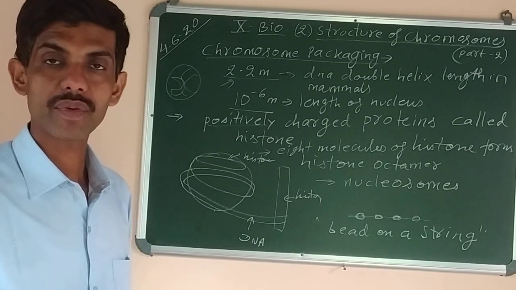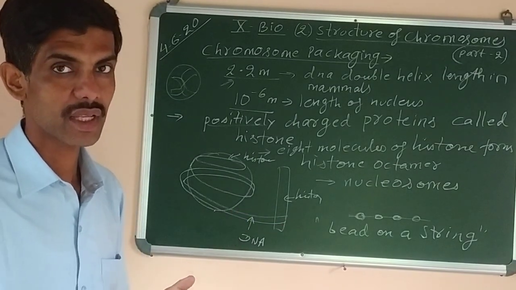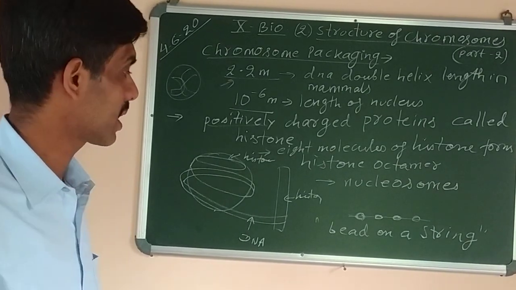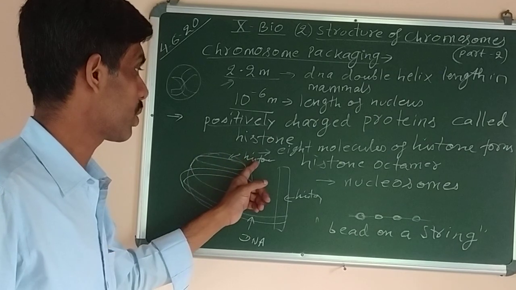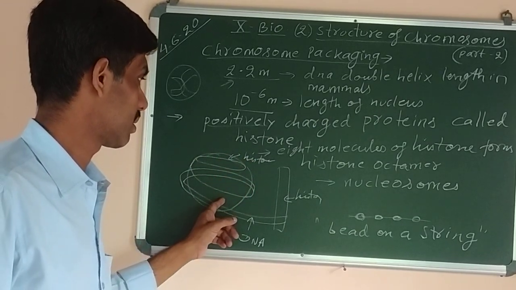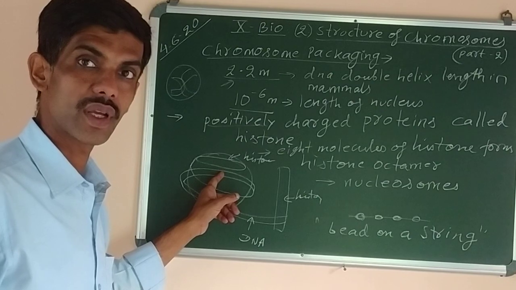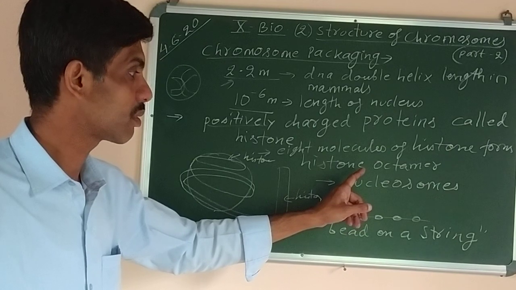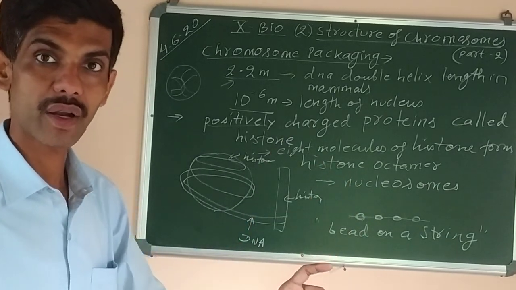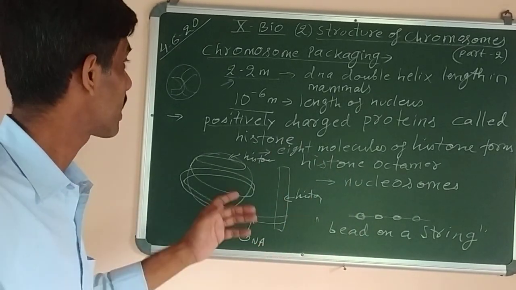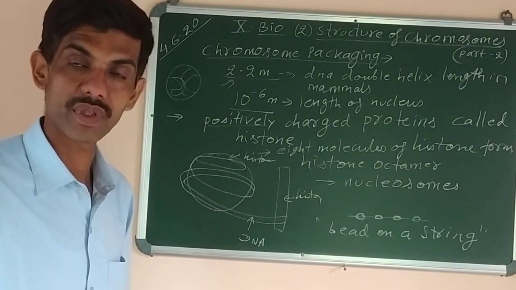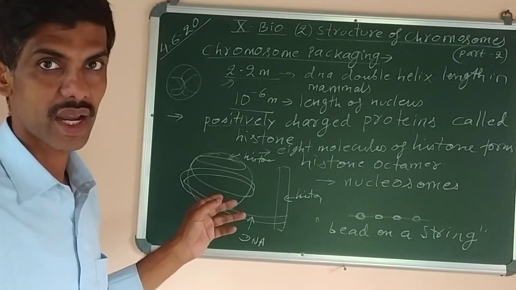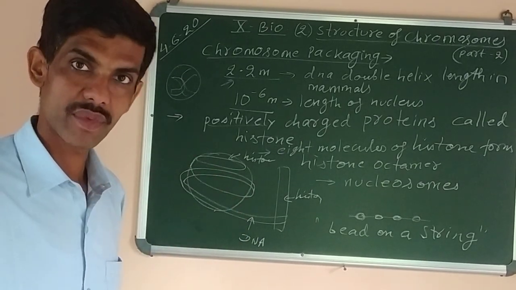And during the metaphase stage of cell division, these chromatins will condense and coil further to form the chromosomes. Okay? So you can see how the histone proteins and the DNA molecules arrange themselves to form the structure called nucleosomes. Nucleosomes are the smallest unit of the chromatin, and this chromatin condenses and coils to form the chromosomes. And in this way, there is packaging of DNA molecules inside the nucleus of a cell.